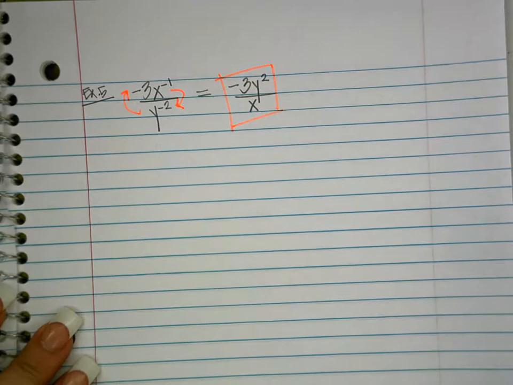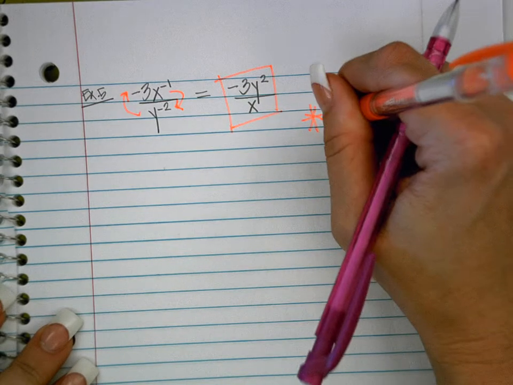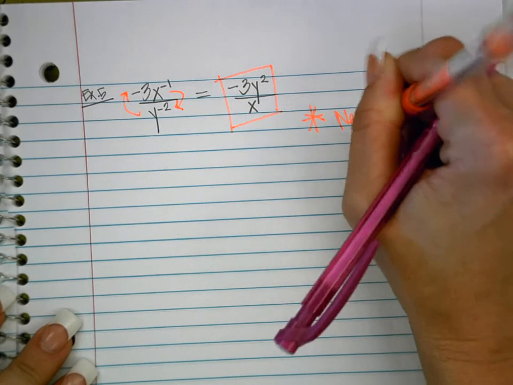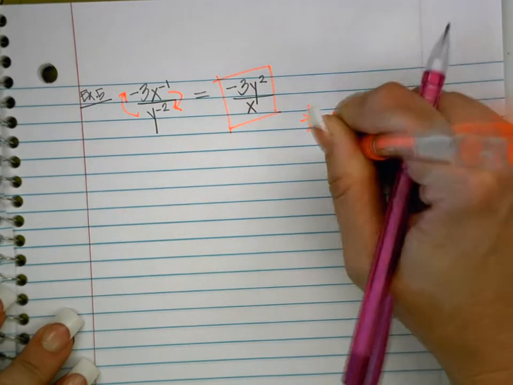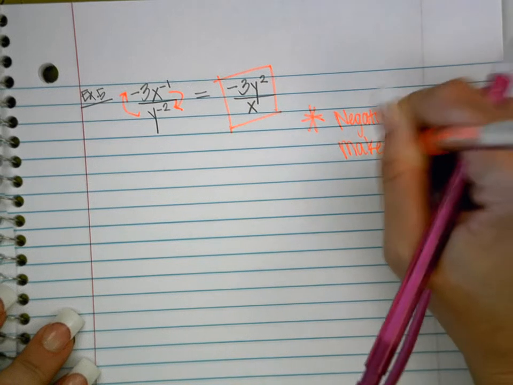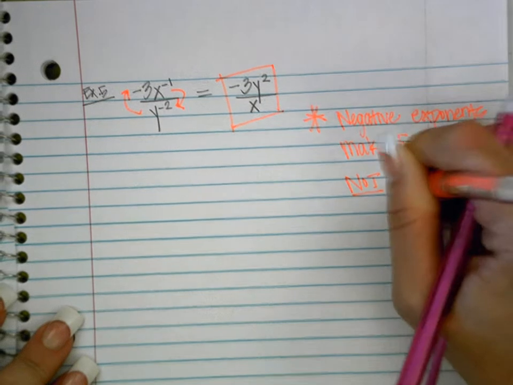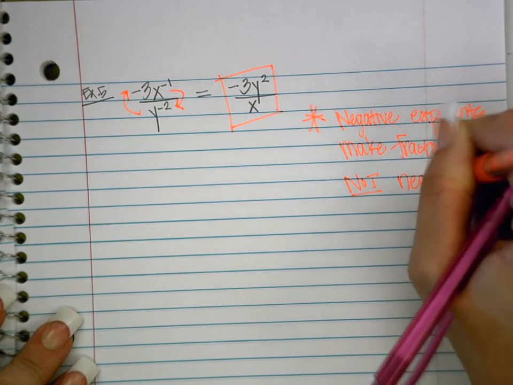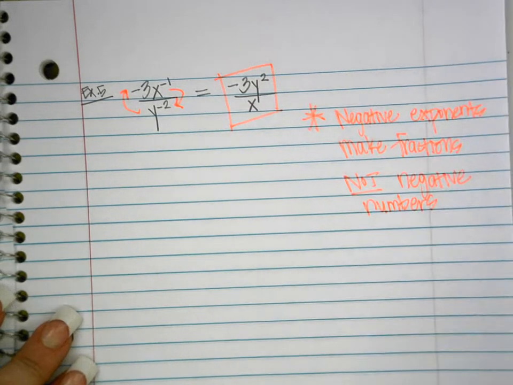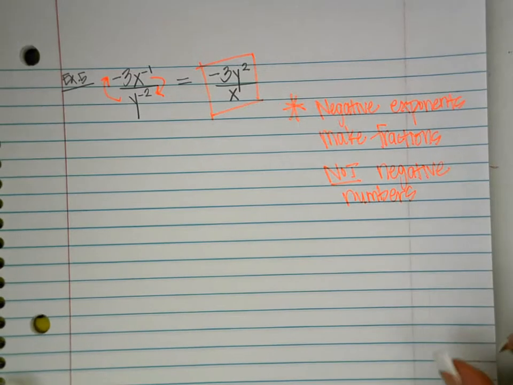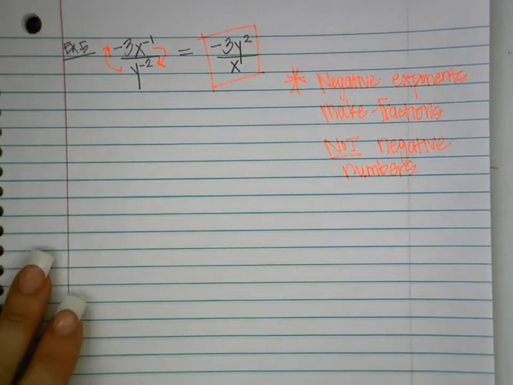Okay, so I want you to kind of write yourself a note along with this. And keep in mind that negative exponents make fractions. Okay, negative exponents make fractions, not negative numbers. That's a really big misconception. A lot of people try to make negative exponents equal negative numbers. That does not happen. Negative exponents just make fractions. They do not make the whole thing negative.